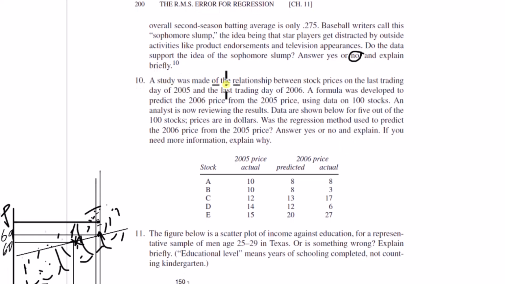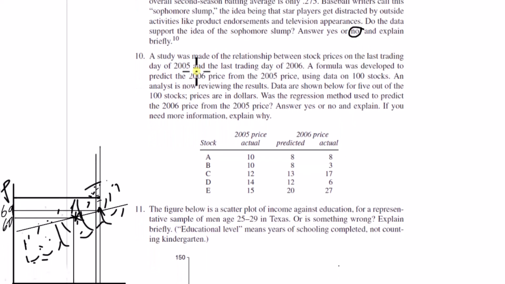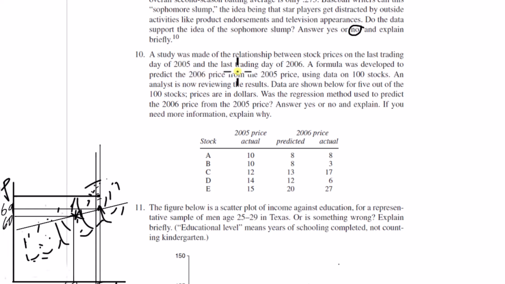Okay, a study was made of the relationship between stock prices on the last trading day of 2005 and the last trading day of 2006. A formula was developed to predict the 2006 price from the 2005 price using data on 100 stocks. An analyst is now reviewing the results. Data are shown below for 5 out of the 100 stocks. Prices are in dollars. Was the regression method used to predict the 2006 price from the 2005 price? Answer yes or no and explain. If you need more information, explain why.